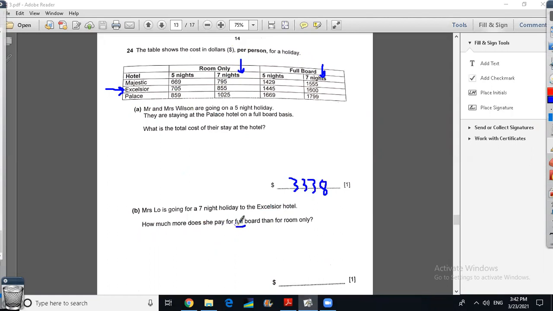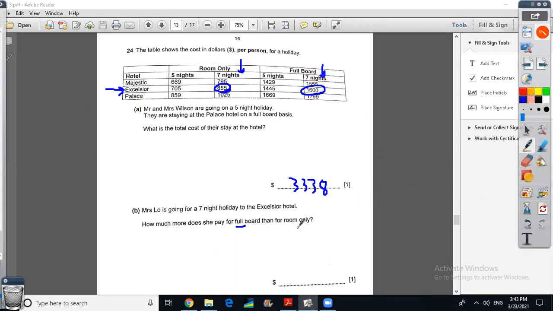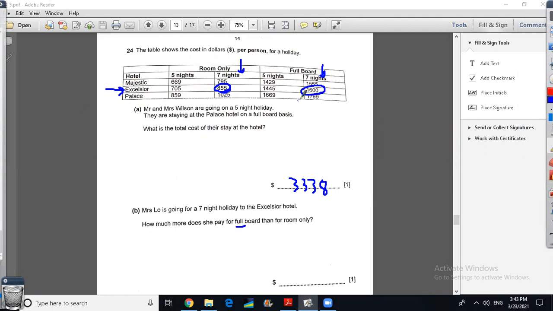Oh, how much more does she pay for full board than for room only? All right, Excelsior, 7 nights, that's room only, that's full board. So how much more is full board than room only in 7 nights Excelsior Hotel? I don't know, of course, if I'm pronouncing the name of the hotel right or not. So it is definitely here, you need to do subtraction. 1,600 minus 855 is going to give you exactly 745.